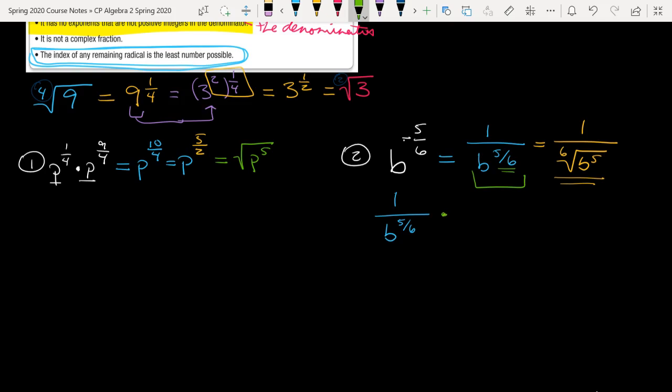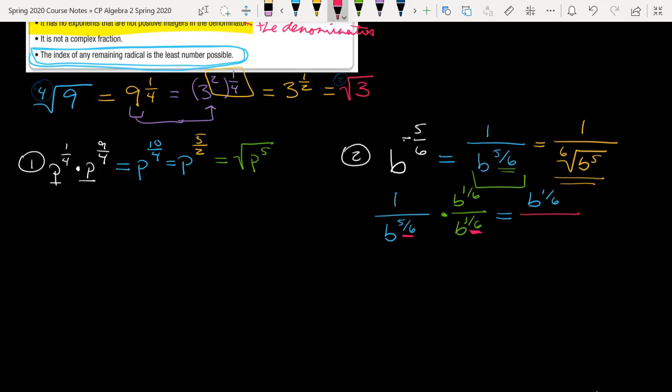How about we multiply by b to the 1/6 divided by b to the 1/6? At least this way we know we're multiplying by 1 and not changing the value of this expression. But when we do the multiplication, 1 times b to the 1/6 gives us b to the 1/6 on top. But b to the 5/6 times b to the 1/6, we need to add those fractions.